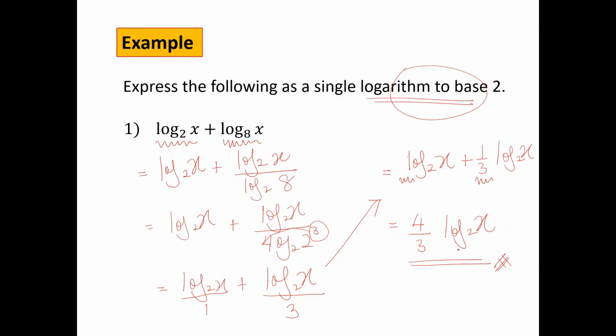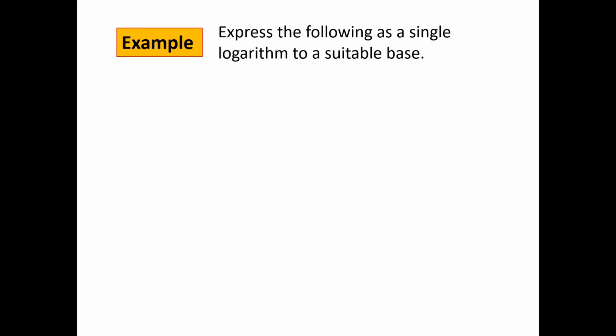So that is our final answer in base 2. Express the following as a single logarithm to a suitable base. Now the base is not given, so we have to think what is a suitable base to be used as our final answer. Okay, so now we have log 81 base 5 divided by log 27 base 5. Remember, we cannot apply laws of logarithm because the operation here is not plus or minus. It's not subtraction or addition. So we cannot proceed with laws of logarithm.